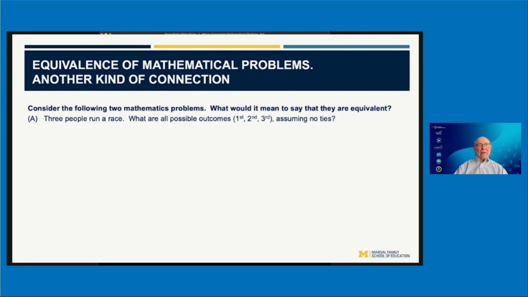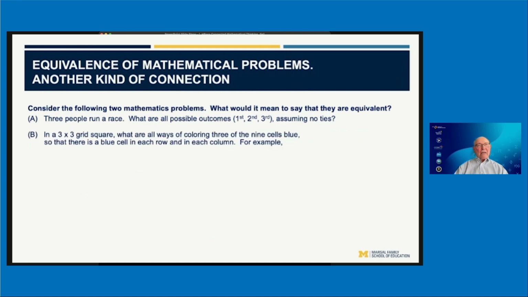Problem A: 3 people run a race. What are all the possible outcomes, first, second, and third, assuming that there are no ties? Problem B: in the 3 by 3 grid square, what are all the ways of coloring 3 of the 9 cells blue so that there's a blue cell in each row and in each column? For example, here you see a coloring of 3 of the 9 cells.